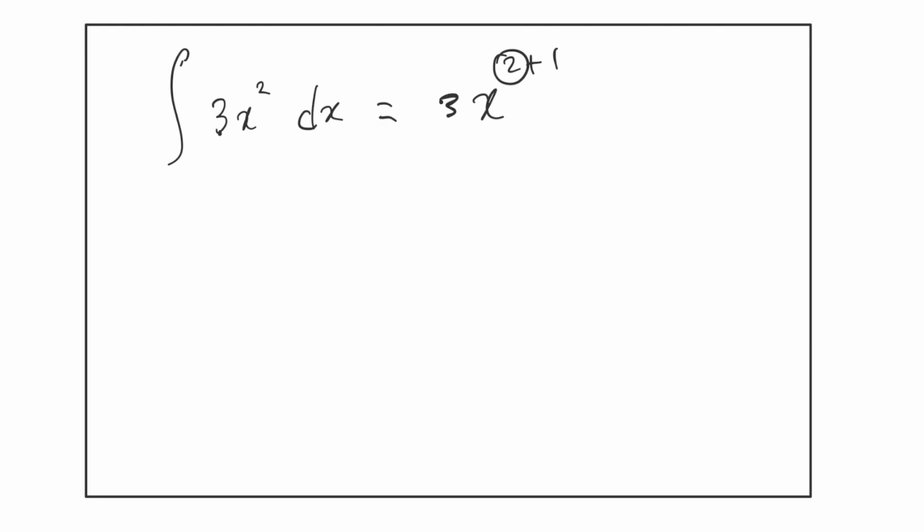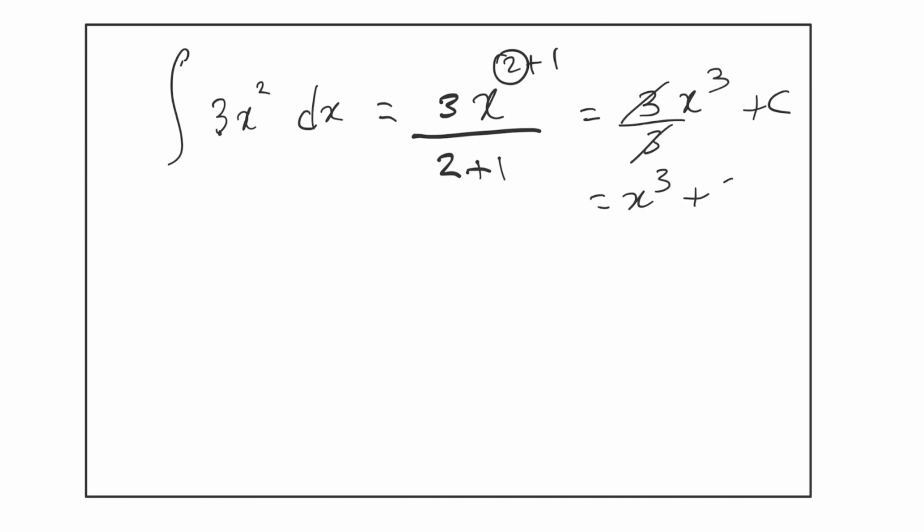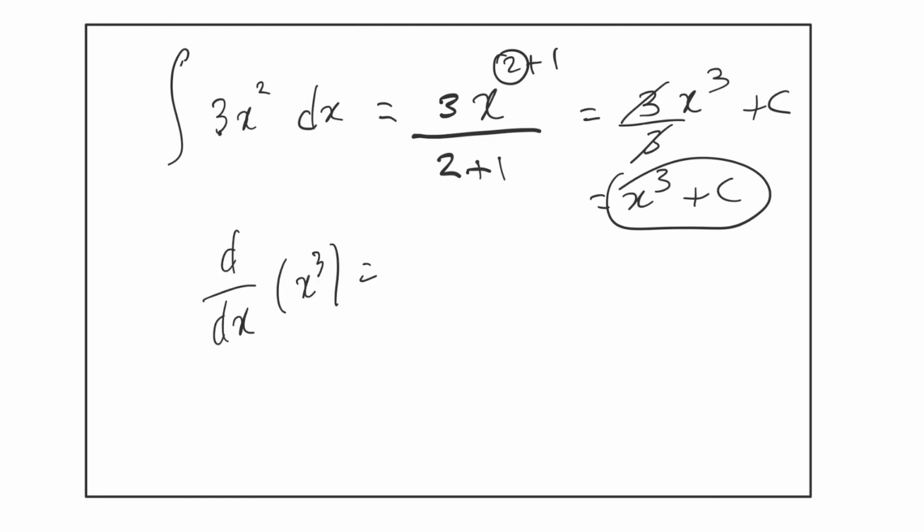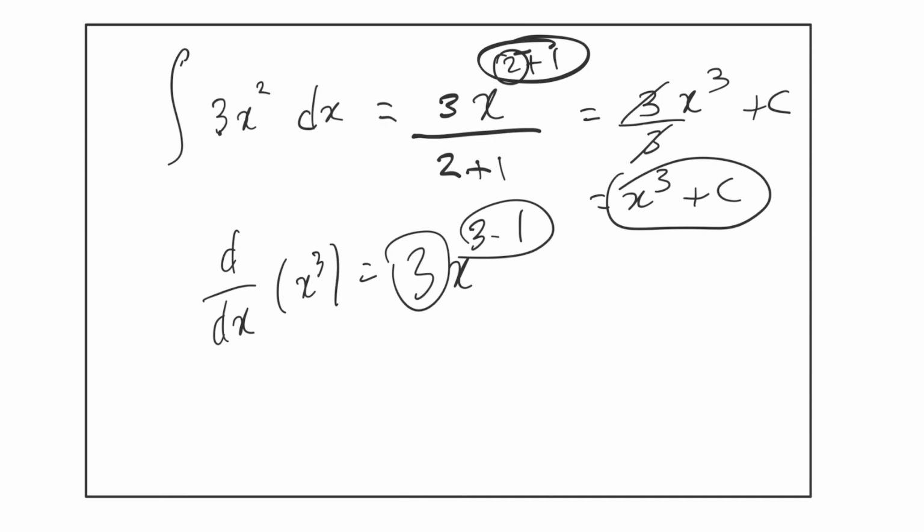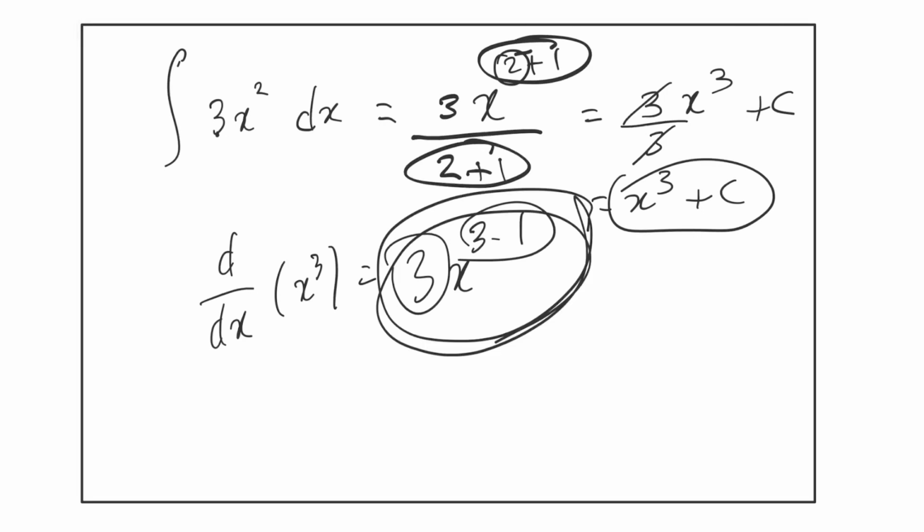We add 1, we have a 3 here, don't forget that, the constant, divided by 2 plus 1, which is equal to 3 over 3, x to the power of 3, plus some constant c. So what we've done here is, remember, differentiating, we did subtraction and multiplication. When we integrate, we're adding and dividing to do the inverse of these operations.